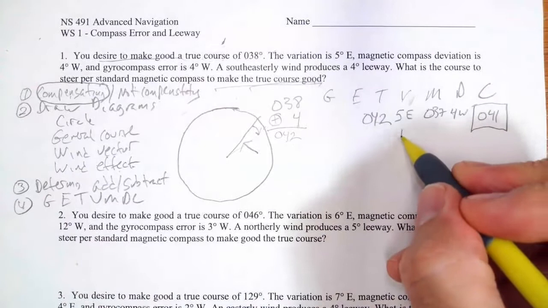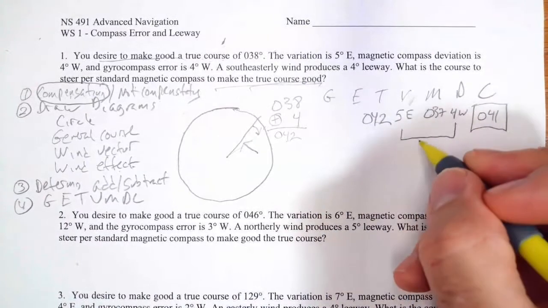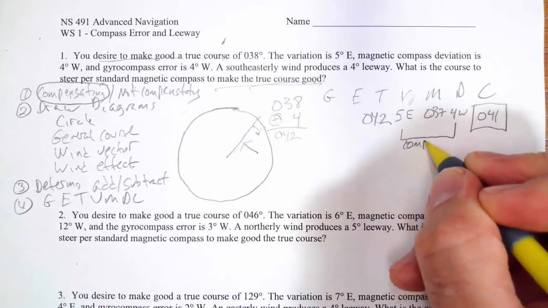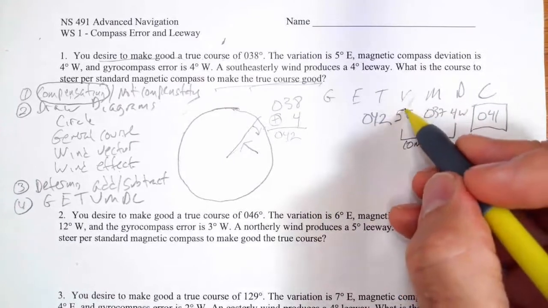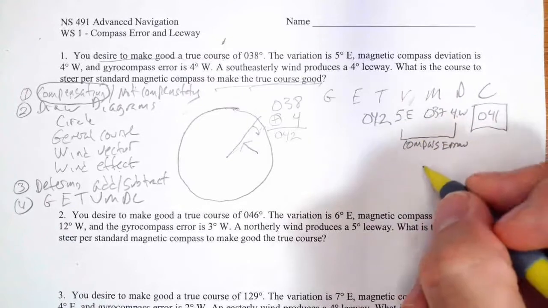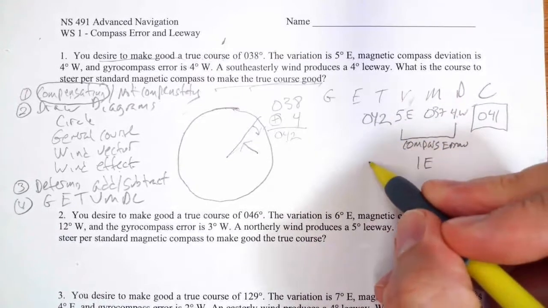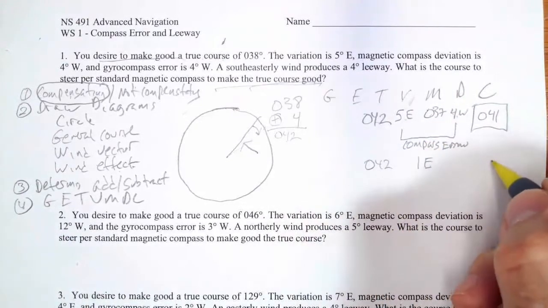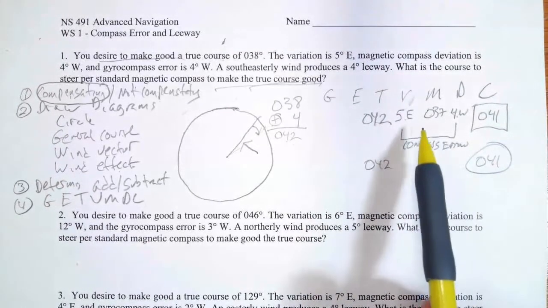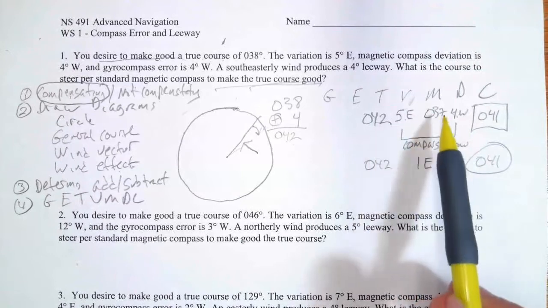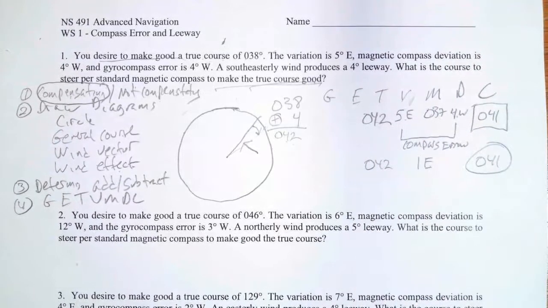Another way I could do this is determine the combined compass error, and that's the sum of variation and deviation. 5 east, 4 west is 1 east. So with 042, 1 east, I can just jump right to 041. So it's the same answer, two different ways of doing it: apply the compass error, or apply the variation and deviation separately. And that's how you do that problem.